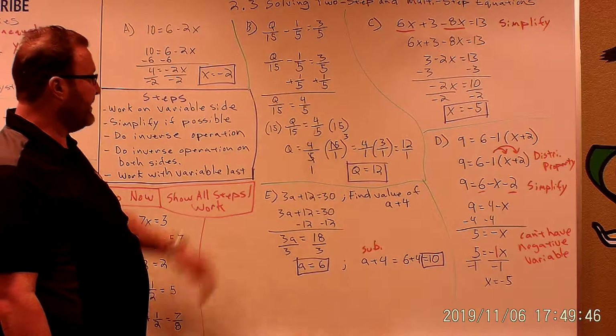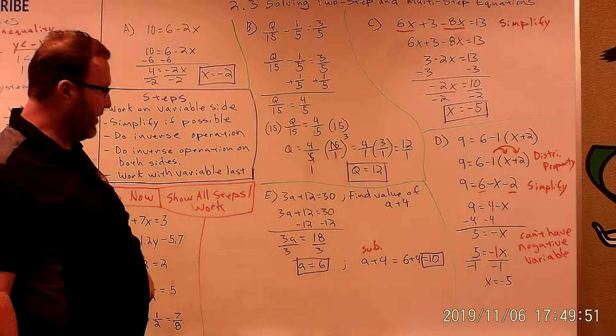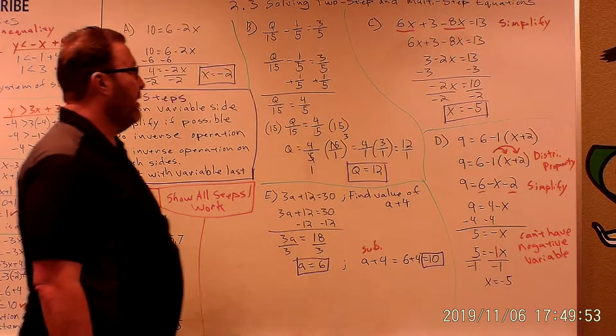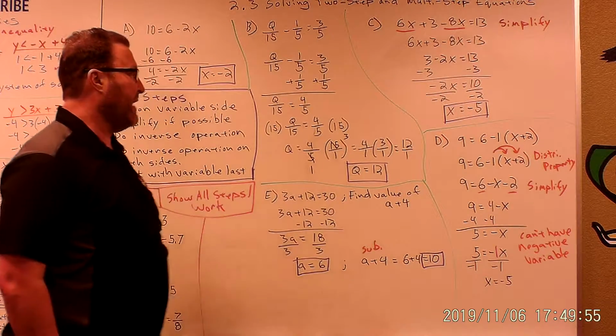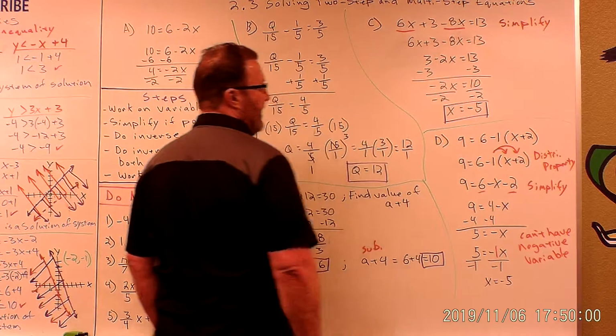So, once again, multi-step. We had to get the variable by itself, and then we had to solve for the variable. Nothing new as far as the math goes. Okay, next example. 6x plus 3 minus 8x equals 13.